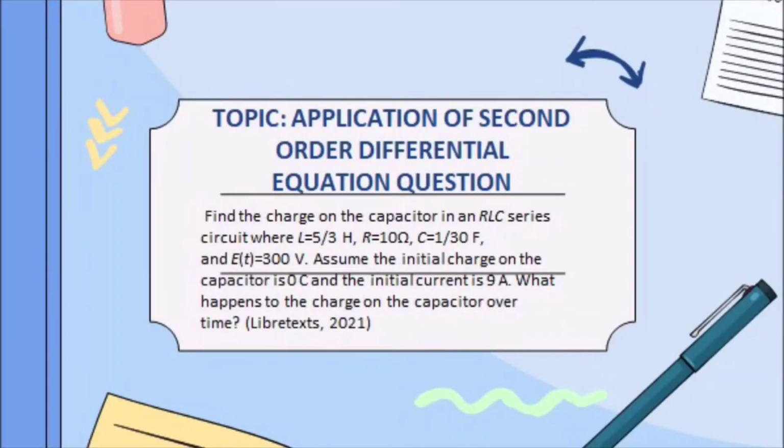So today we'll be talking about the topic application of second order differential equation questions, which we need to find the charge on the capacitor in an RLC series circuit where L equals 5/3 H, R equals 10 ohm, C equals 1/30 F, and E(t) equals 300 V. Assume the initial charge on the capacitor is 0 C and the initial current is 9 A. What happens to the charge on the capacitor over time?